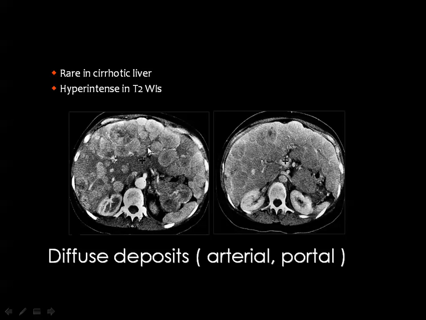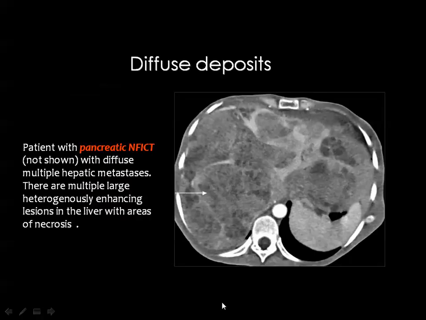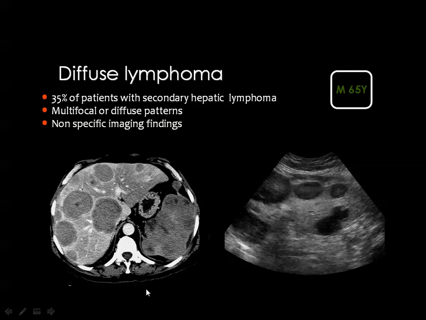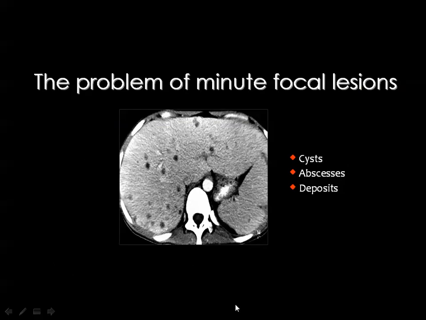Diffuse metastasis: for the diagnosis, you need to know that the patient had a primary malignancy, and you see too many metastatic deposits affecting the entire liver parenchyma. And this is a patient with a pancreatic non-functioning islet cell tumor showing multiple metastatic deposits affecting most of the liver parenchyma. And diffuse lymphoma can affect the liver and the spleen, as I have said. And you see the spleen is diffusely infiltrated by solid masses, and the masses are also seen in the liver.